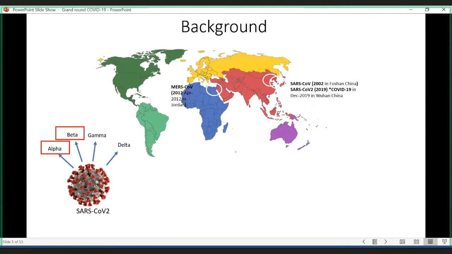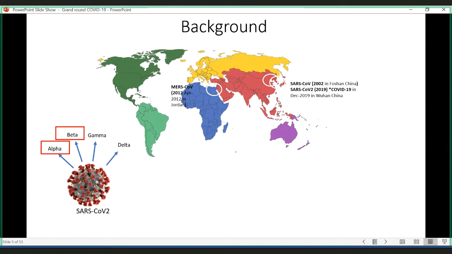So far, there have been 3 pandemics with the coronaviruses. The first happened in 2002-2003 in Foshan, China, and it's called SARS-CoV, which stands for Severe Acute Respiratory Syndrome caused by coronavirus. The second happened in 2012, which is MERS-CoV, which stands for Middle East Respiratory Syndrome caused by coronaviruses. This pandemic started in Jordan, then spread to the Gulf countries, then to India and the rest of the world. And the third one, which we are still living through, is COVID-19, which started in December 2019 in Wuhan, China, and then spread to the rest of the world.